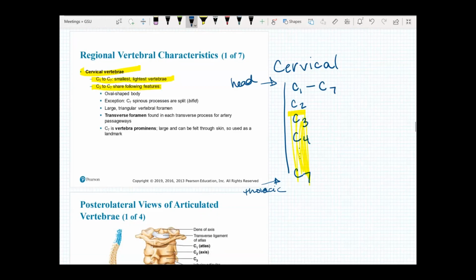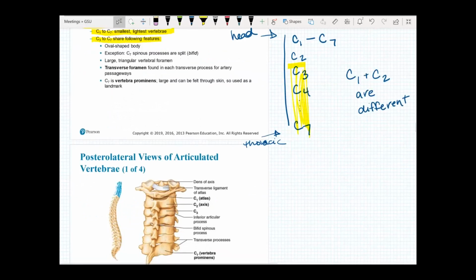C1 and C2 are special. C1 plus C2 are different than the rest of C3 through C7. C1 is going to be called the atlas, and C2 is going to be called the axis.